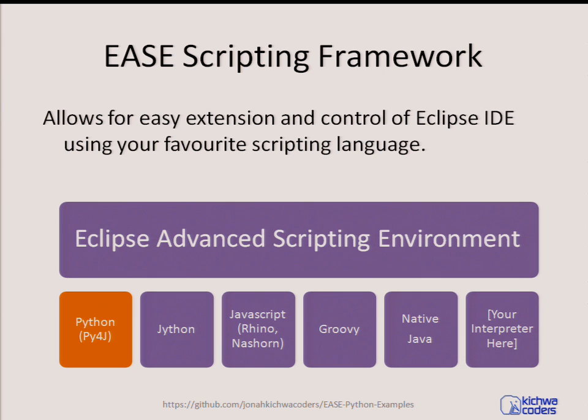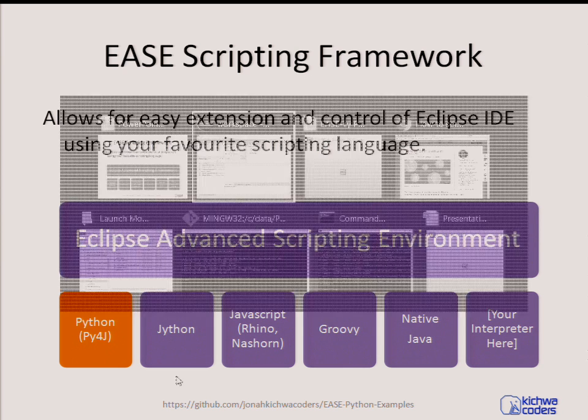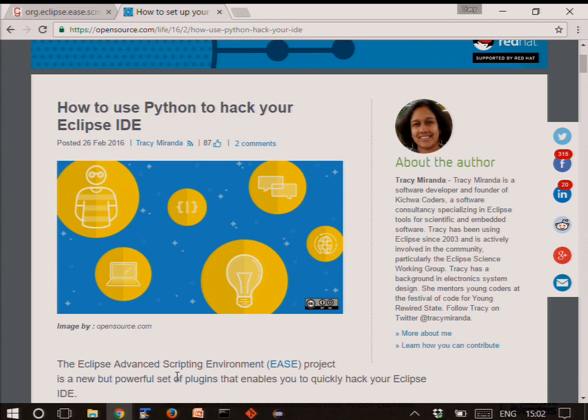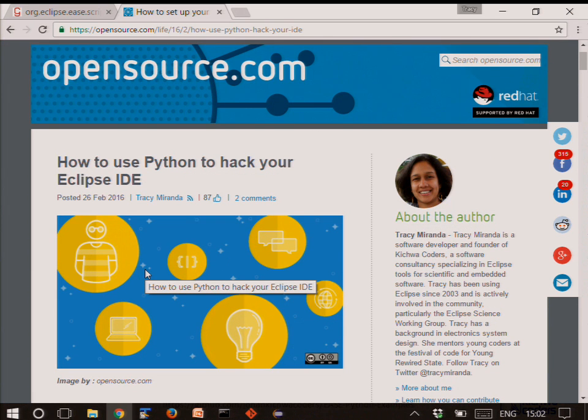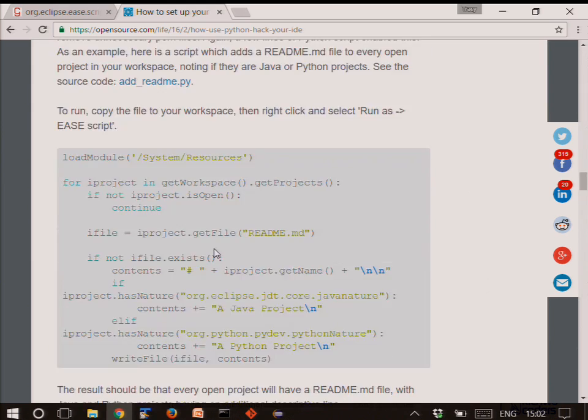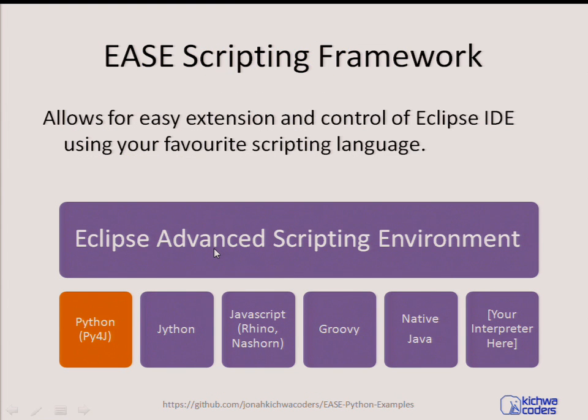And we started using the Jython version of it because I work a lot with the science working group, and a lot of the scientists and researchers use Jython and Python. So we took Jython and played with it to see what it could do. I wrote an article on opensource.com, how to use Python to hack your Eclipse IDE. That was all using Jython, so it walks you through how you would set it up and all these different ideas about how to use it.